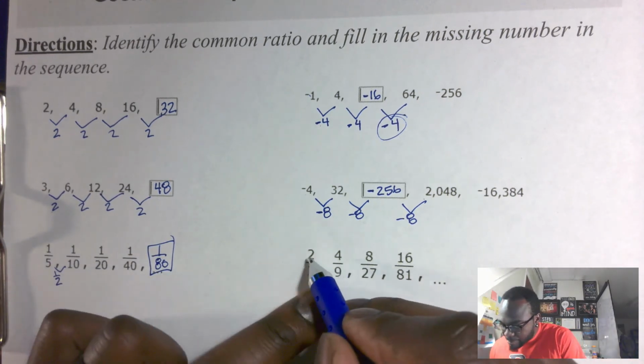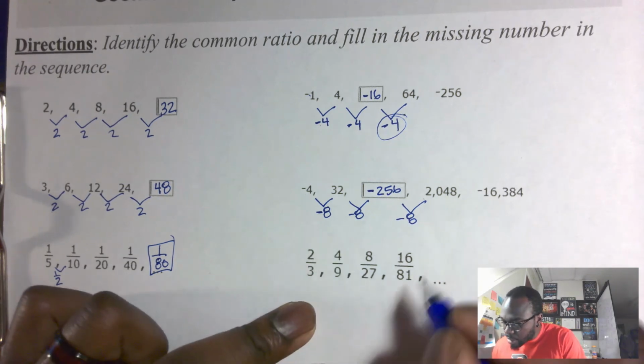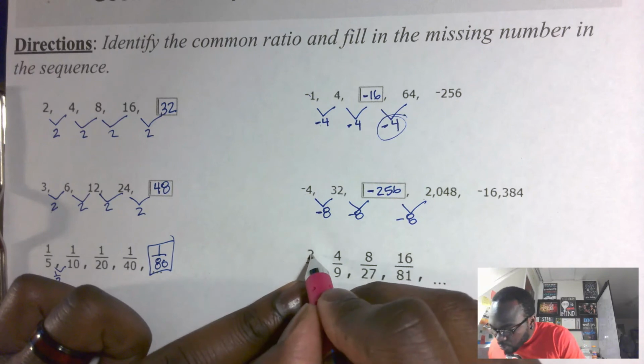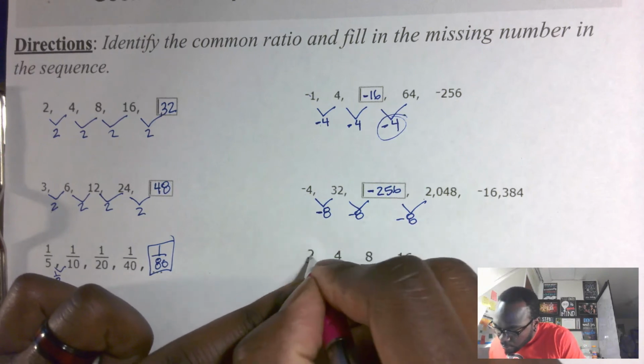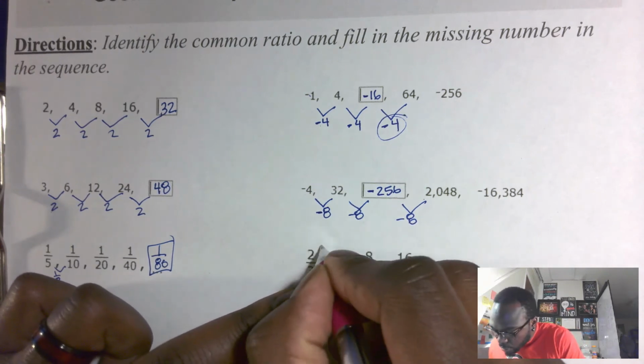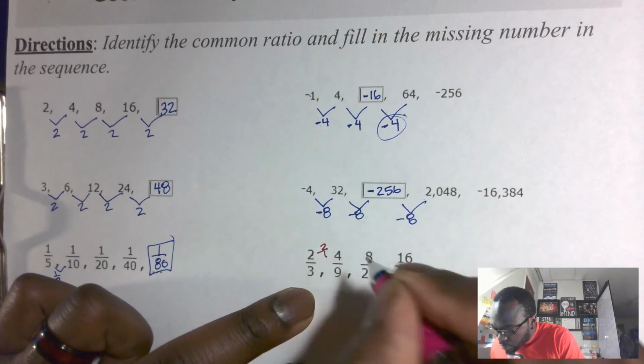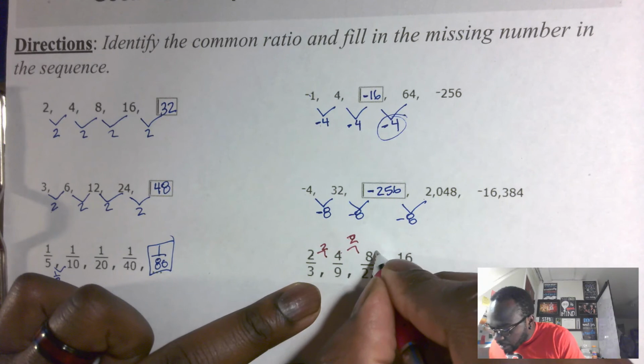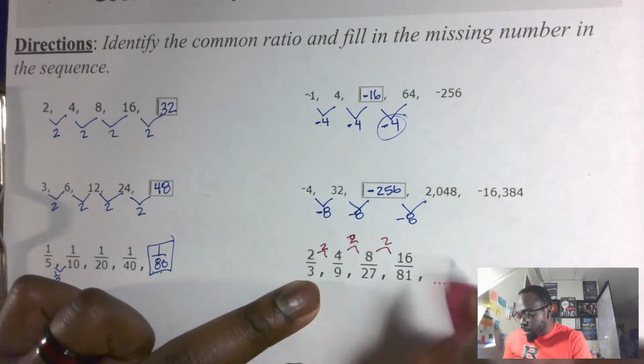So I realized that both my numerator and my denominator change. All right, so let's look at what happened. This goes from 2 to 4. How does it go from 2 to 4? 2 times 2 is 4. So I know it changes here by 2. 4 times 2 is 8. 8 times 2 is 16. So my numerator changes by 2.